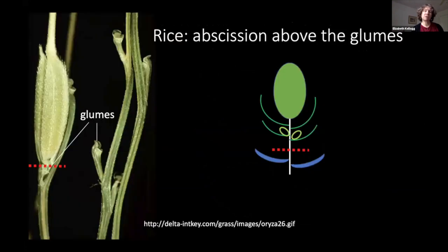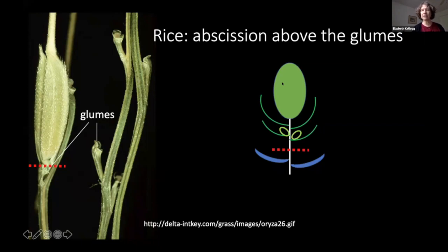In rice, the abscission zone forms above the glumes. So the glumes are these tiny little structures here. The red dotted line marks the abscission zone. And then when the spikelet breaks, when abscission occurs, the glumes stay on the plant, these 2 little flaps, and then the rest of the flower and the seed and everything falls off. So you can show that in this little diagram where I made the glumes in blue and the abscission zone is red.